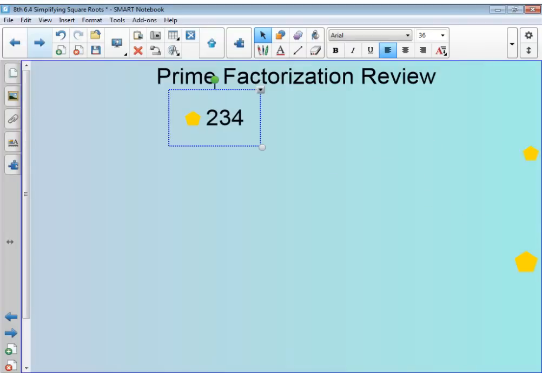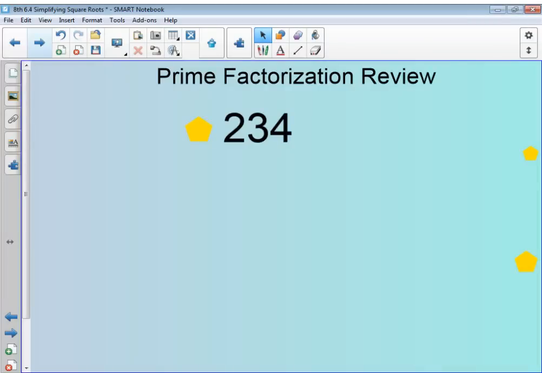Okay, so 234. So it ends in an even number, so that means 2 will go into it. So we're going to practice this concept. So if I punch in 234 divided by 2, because I'm going to use 2 to start out with. 2 is prime, so I'm going to circle it. And when I divide that by 2, it gives me 117.